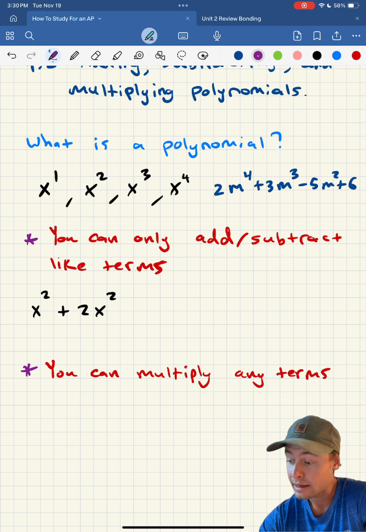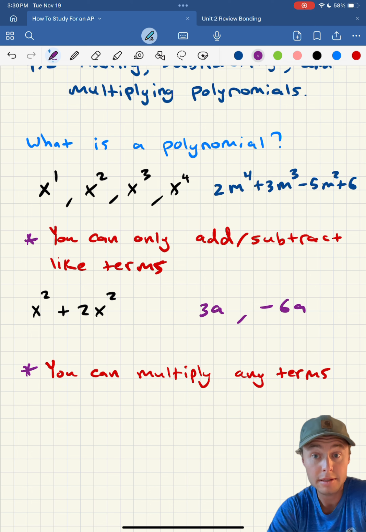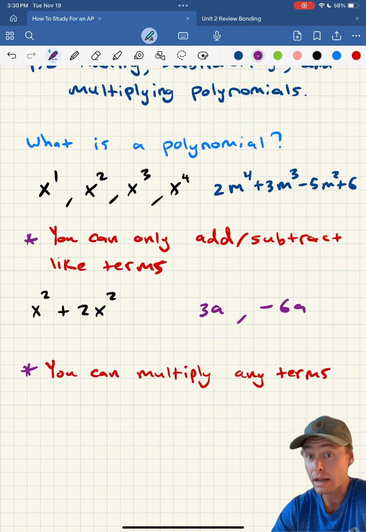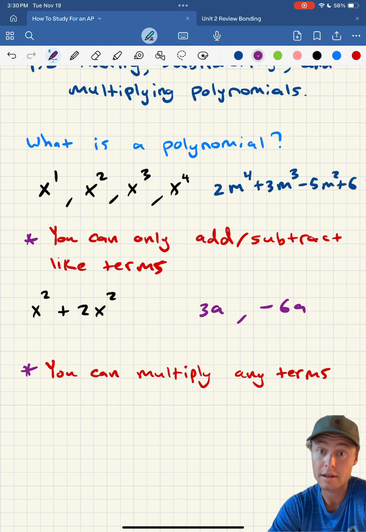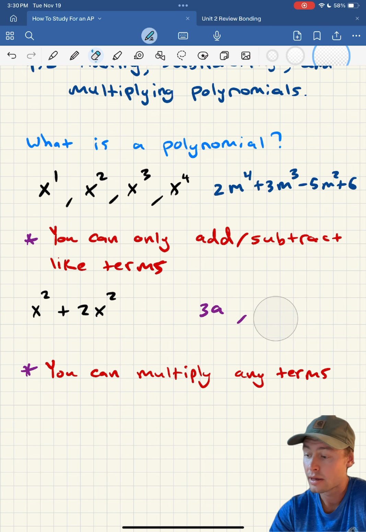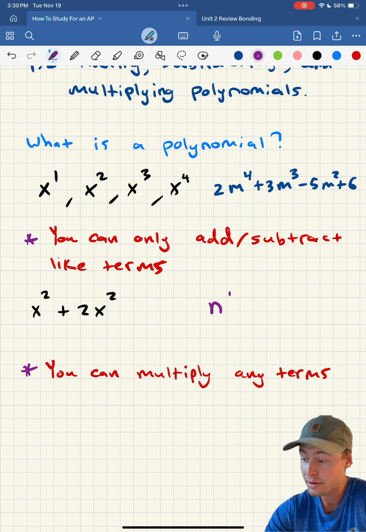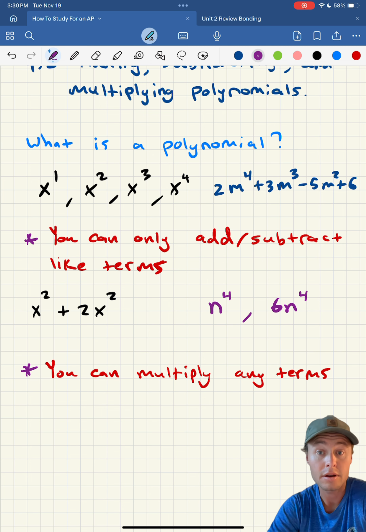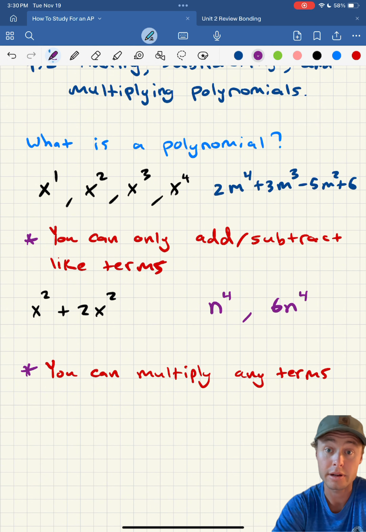Okay, let's look at a couple examples of some like terms. So something like 3a and negative 6a. Those are like terms. The variable and the exponent are the same. Notice the number in front does not have to be the same. The number in front, called the coefficient, can differ between the two terms. Okay, so another example of some like terms, we could have n to the fourth and 6n to the fourth. Okay, the variable and the exponent are the same.